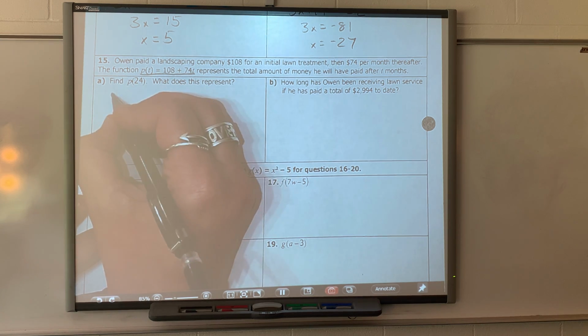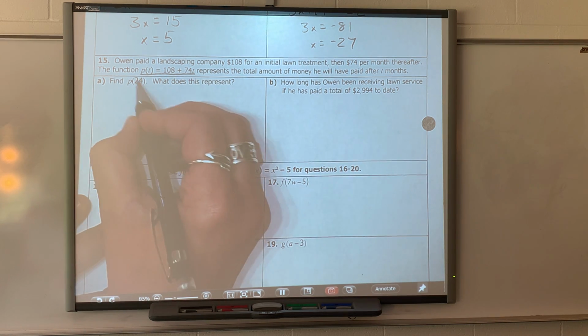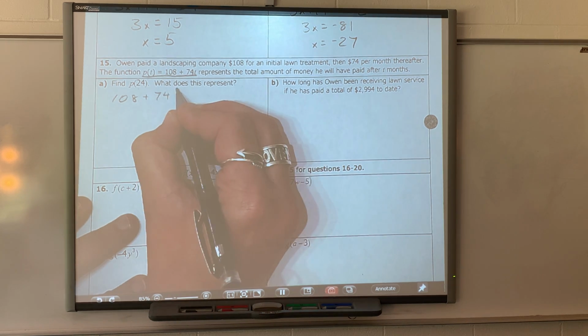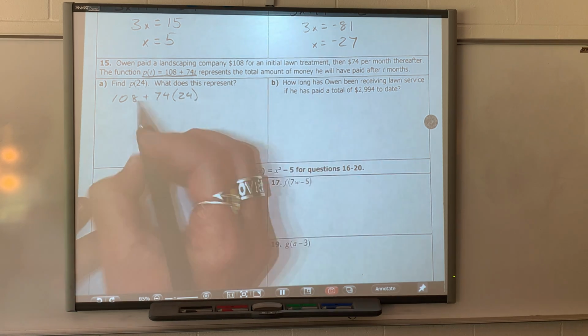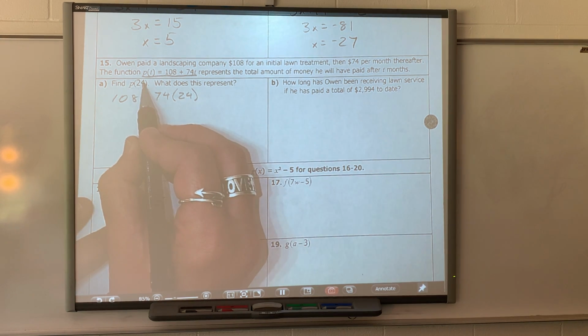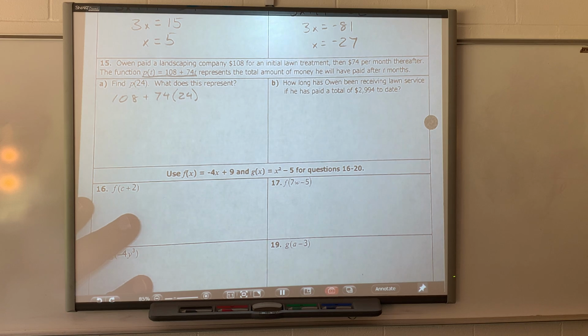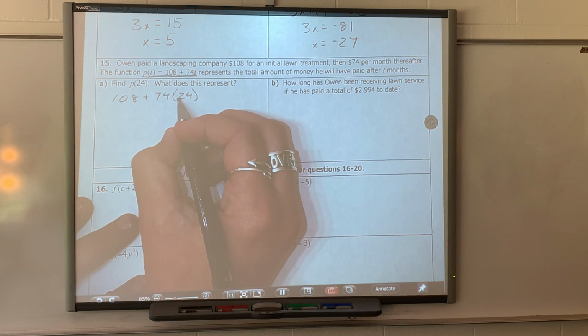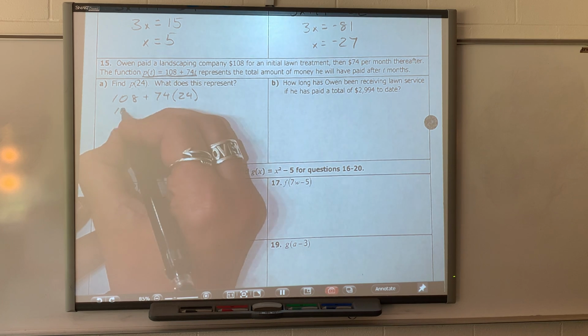Yes, they want me to plug this in for t. So 108 plus 74 times 24. Because when you see P of a number, they're saying plug it in. Does that make sense? Okay. So somebody give me 74 times 24.